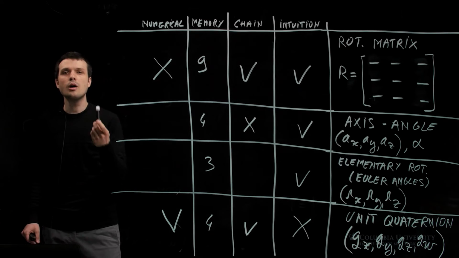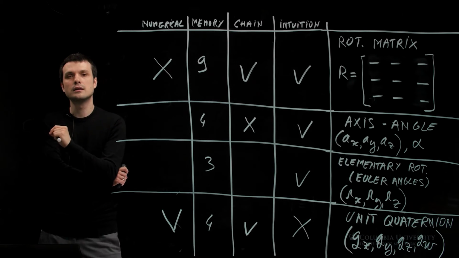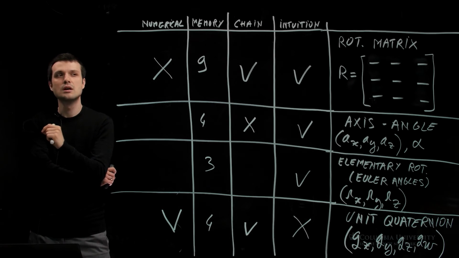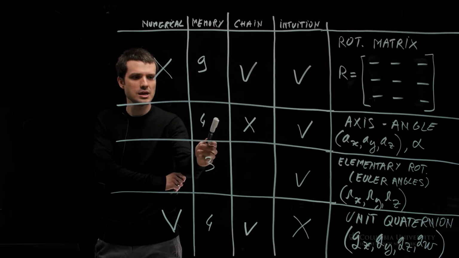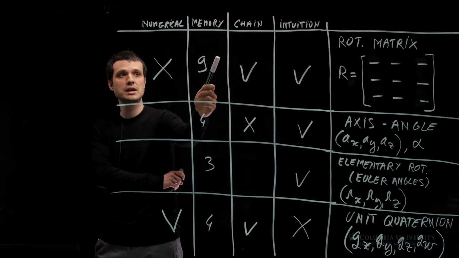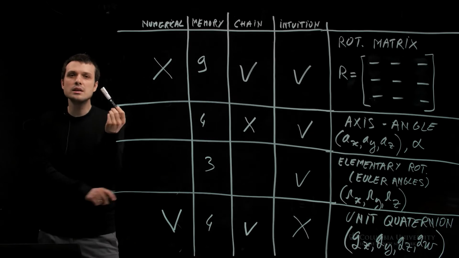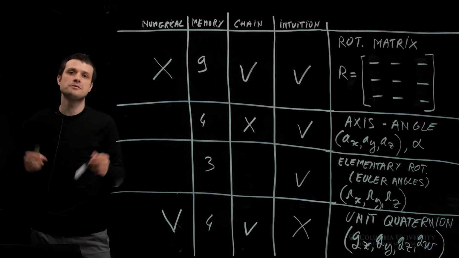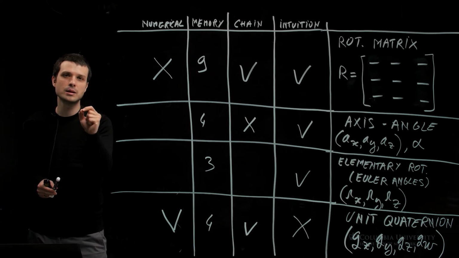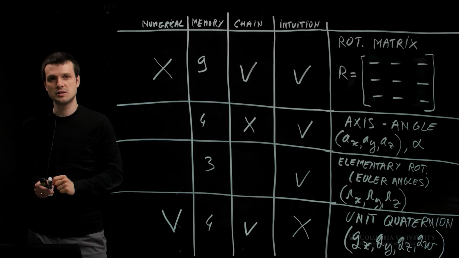And this brings us to our final point, which is also a very important one. Ultimately, how many numbers do you need to uniquely define a rotation in space? Because you see, all of these representations use a different number of numbers, right? A matrix is 9 numbers, axis angle is 4 numbers. How many intrinsic, what we call degrees of freedom, are there? How many variables do you need to uniquely specify a rotation in space?